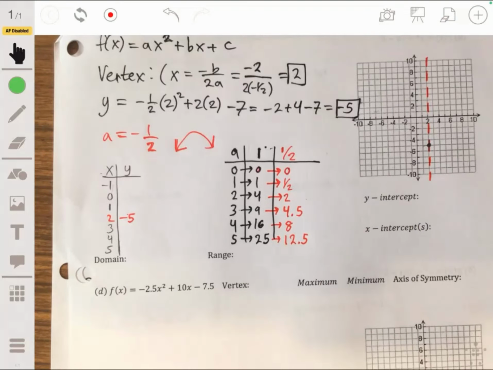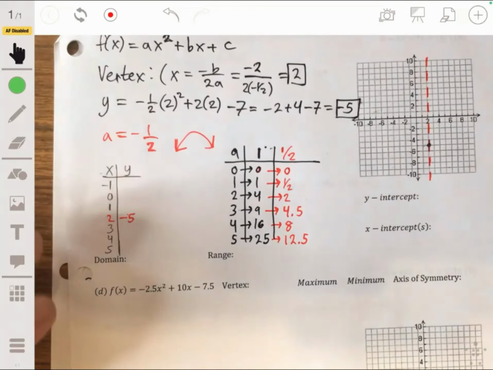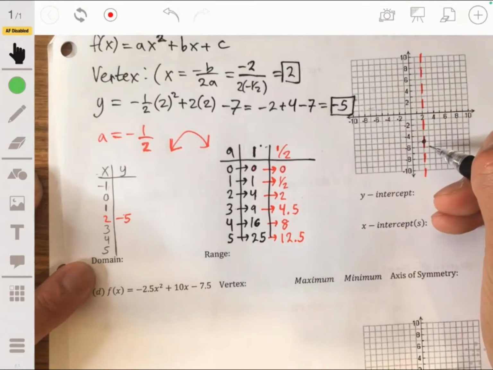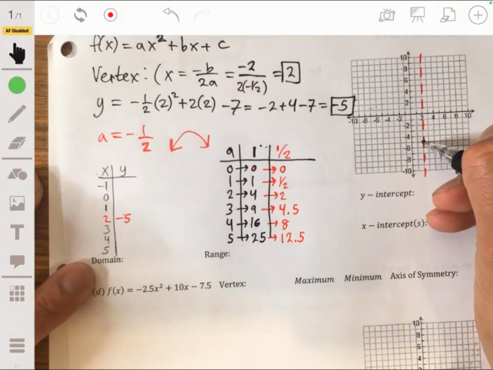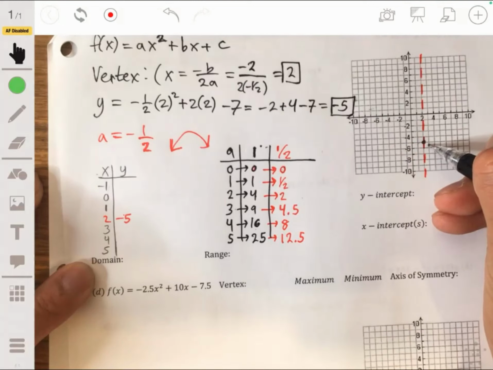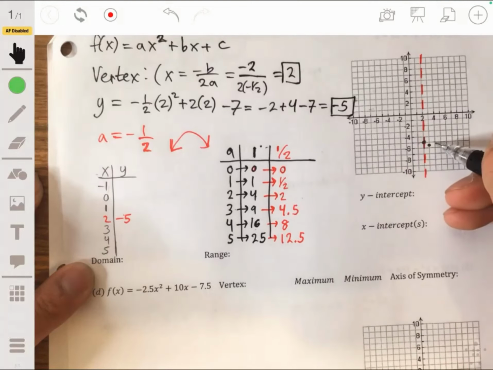So using this, if I plot my points, starting with the vertex, 1 point over, I'm going to move down just half a unit. 2 points over, I'm going to move down 2 units. So 1, 2.